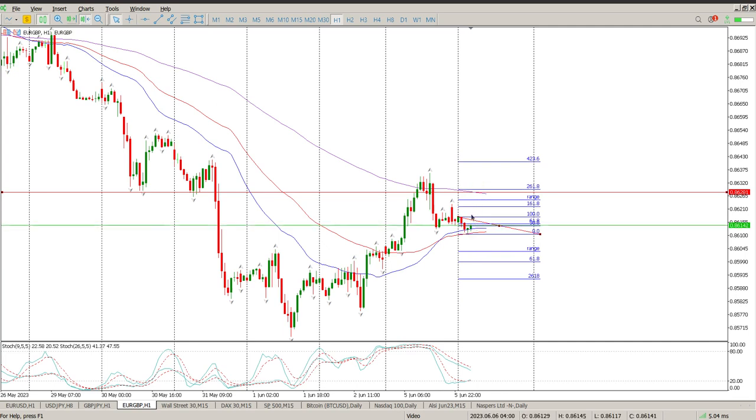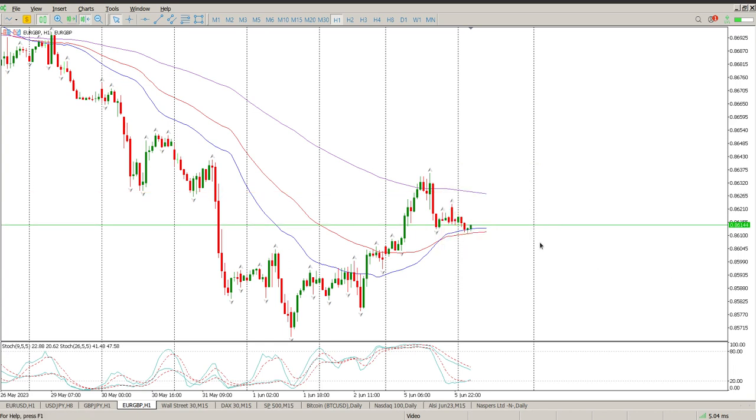But it actually stays in amongst moving averages. I think I'll sit on the side with this one. I don't like trading when we are in the middle of the moving averages. Anyway, that's Forex for me today.